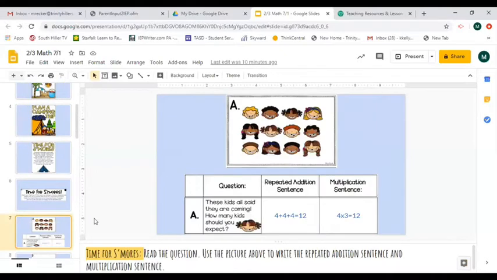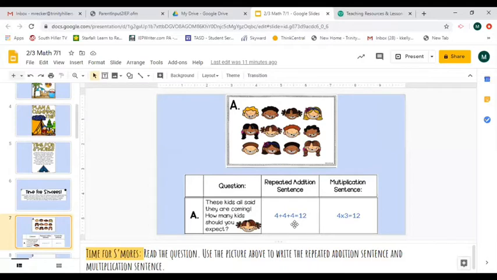Okay, so here is an example. These kids all said they are coming. How many kids should you expect? So using my array up here, I'm going to count 1, 2, 3, 4. 1, 2, 3, 4. 1, 2, 3, 4. So my repeated addition sentence is 4 plus 4 plus 4 equals 12.